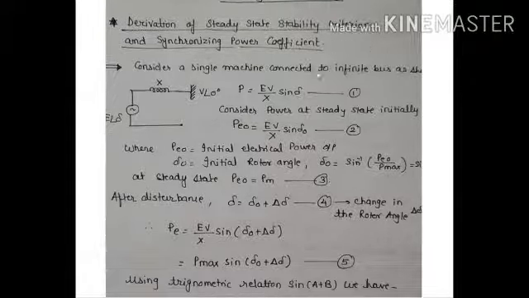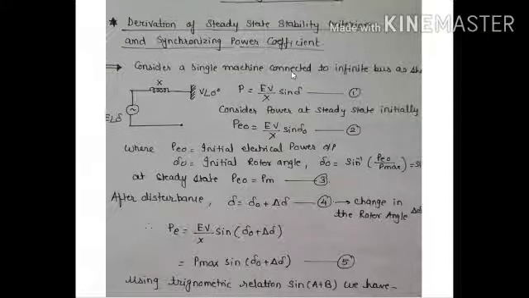So let us begin. Consider a single machine connected to an infinite bus as shown here. Simple single machine connected to infinite bus. So the basic expression from this diagram we can write as P is equal to EV by X into sine delta. Now we all are familiar with this expression, right?